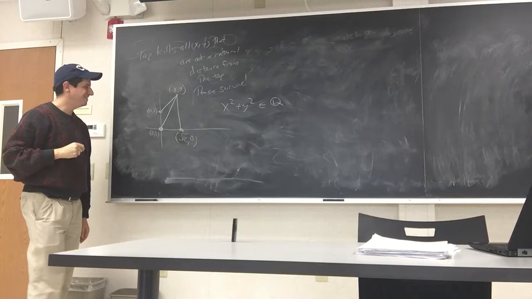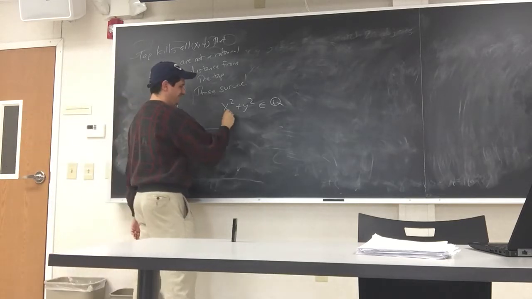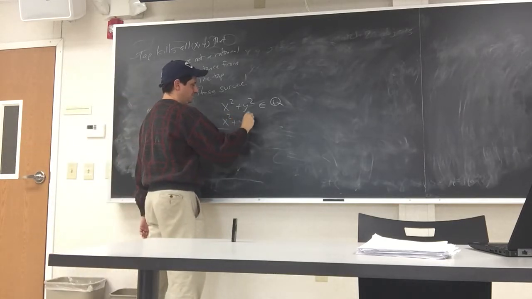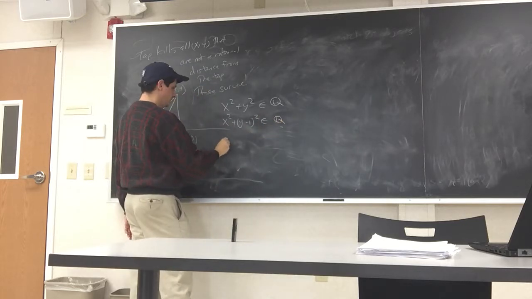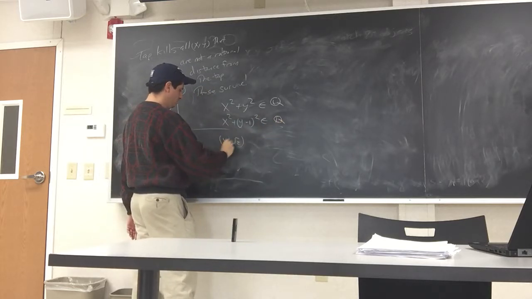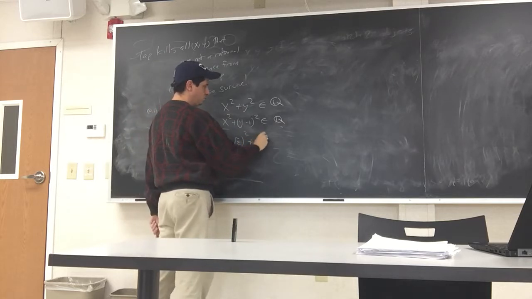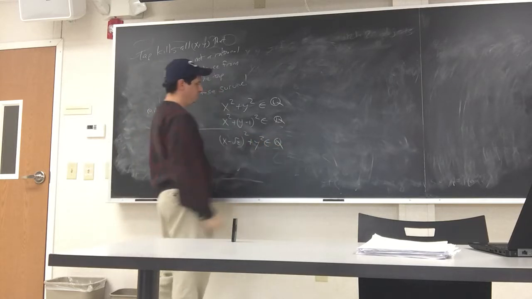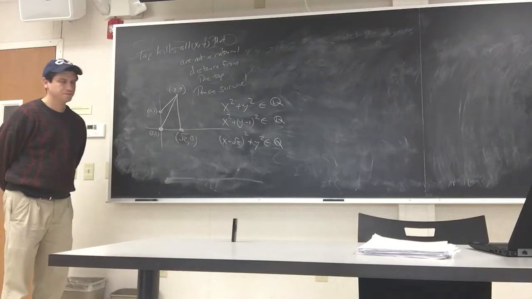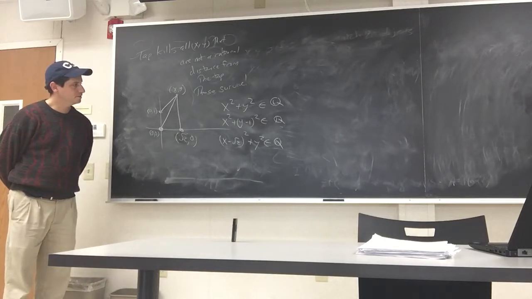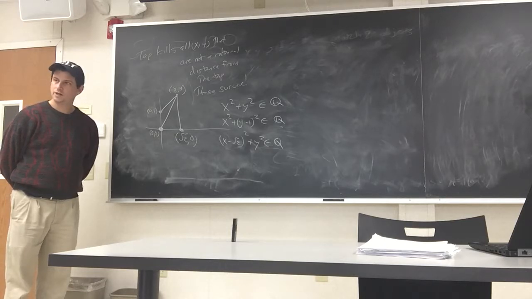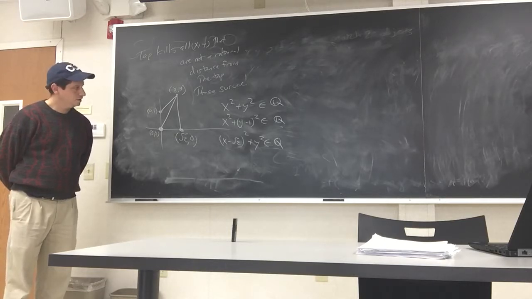And then x squared plus (y minus 1) squared equals a cube. And then (x minus root 2) squared plus y squared is in Q. So what I did is I said x squared plus y squared equals a over b for some integers a and b, and then the same thing with x squared.